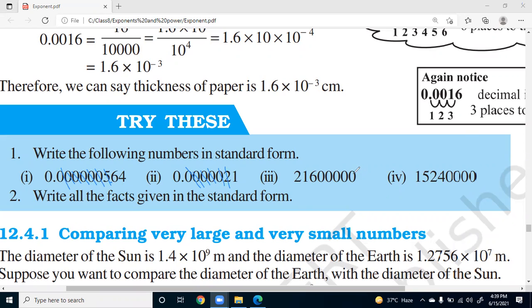Okay, so let's try the third part. So 1, 2, 3, 4, 5, 6, 7. So Ma'am, 2.16 into 10 raised to power positive 7. Correct. Okay, so please try it yourself.